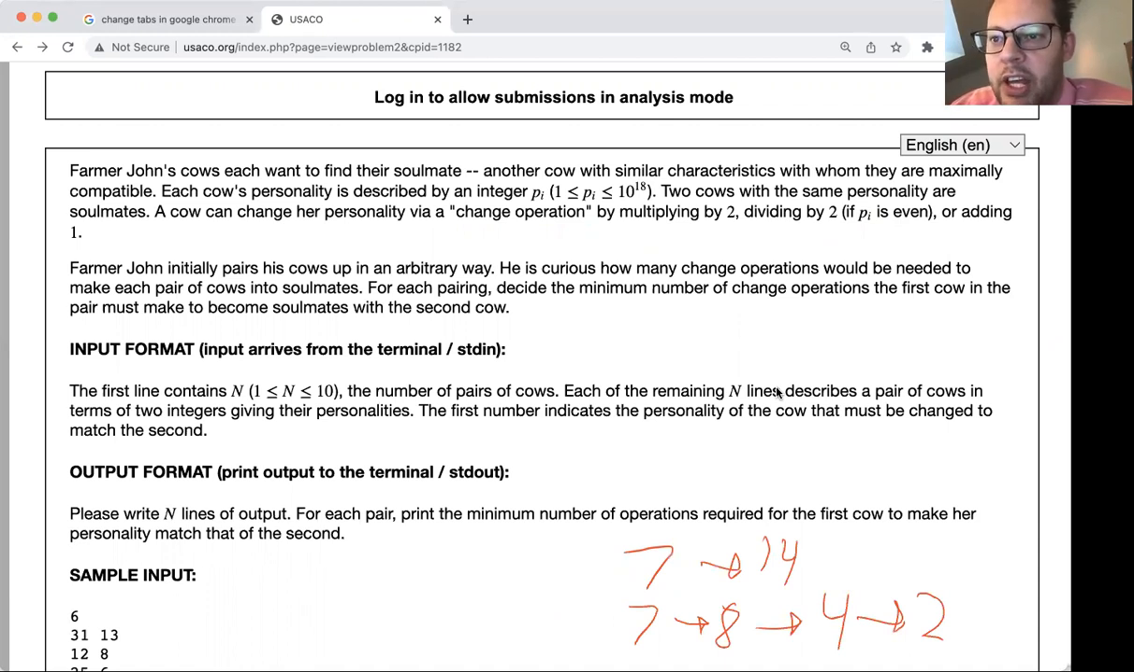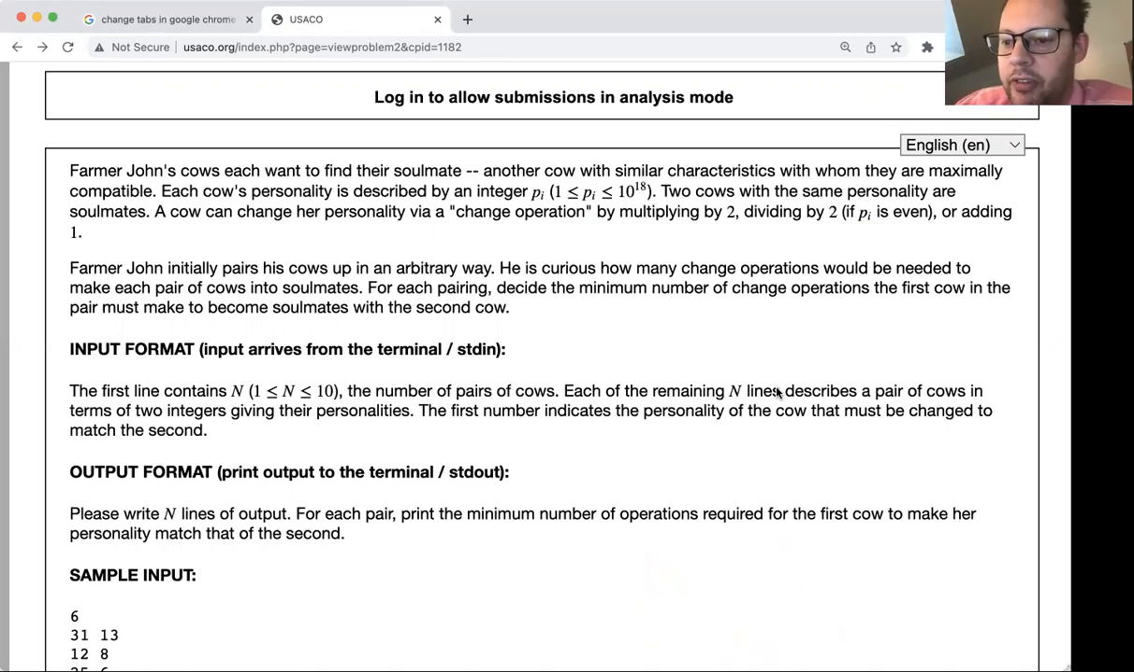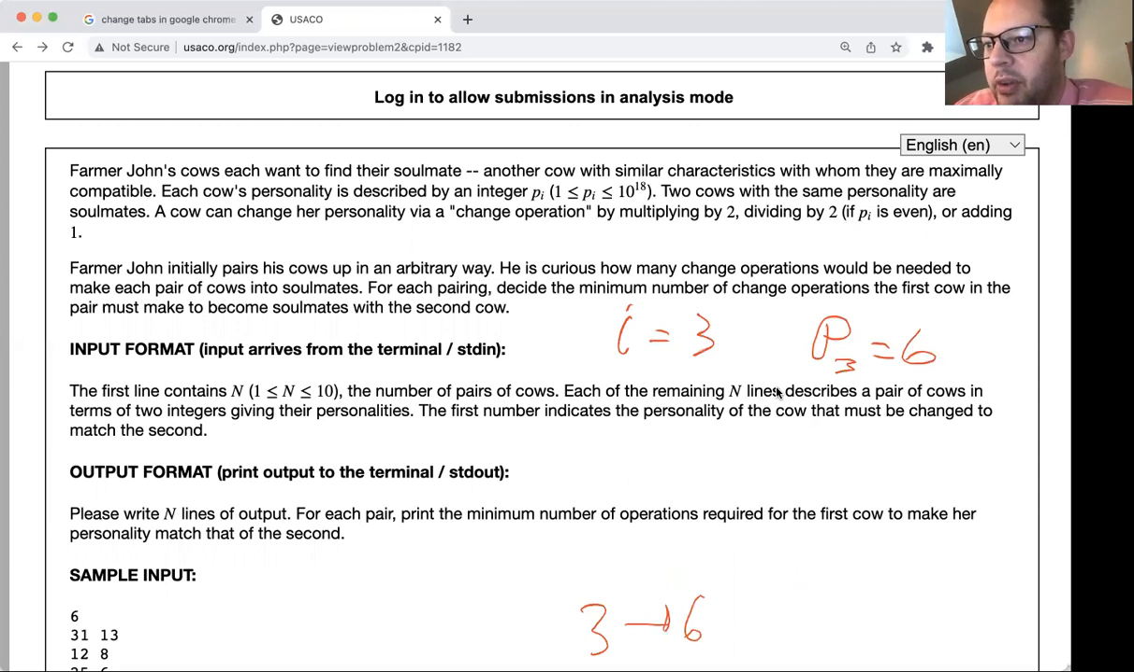So basically, each personality of these cows, pi being the personality of cow i. So if, for example, cow 3 has personality 6, then I would say that if i is equal to 3, personality 3 is equal to 6 in that particular case. So basically, the personality of each cow.